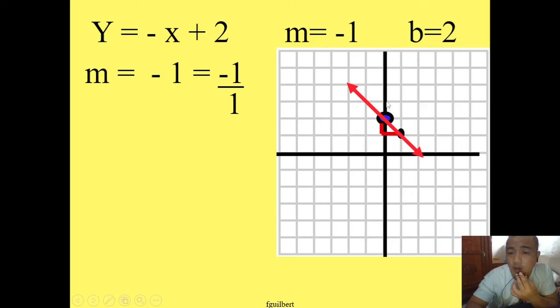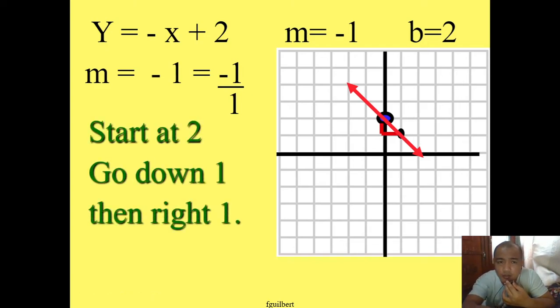So pwede rin dito 1 over 1. Still it passes 1 over 1. Okay, so start at 2 because it is the y-intercept. You cannot change that, and the slope is negative 1. So go down 1 and then right 1, or go up 1 and then left 1.